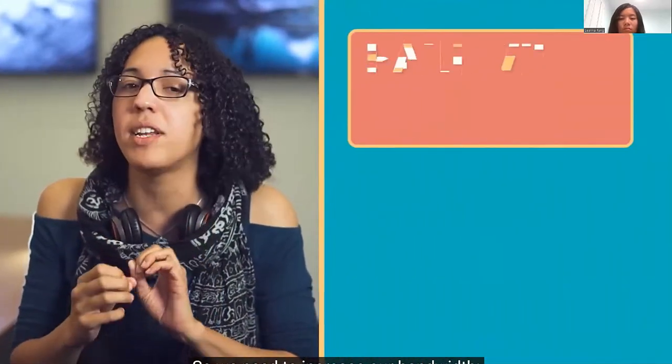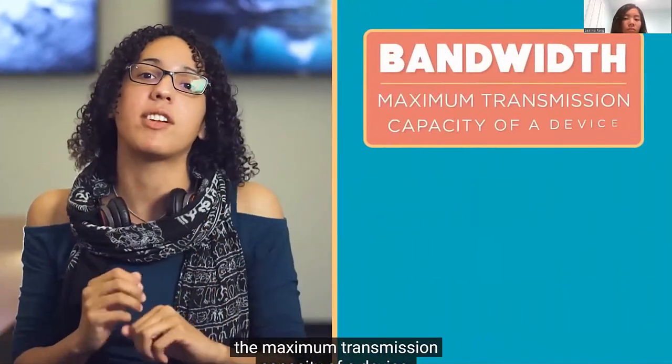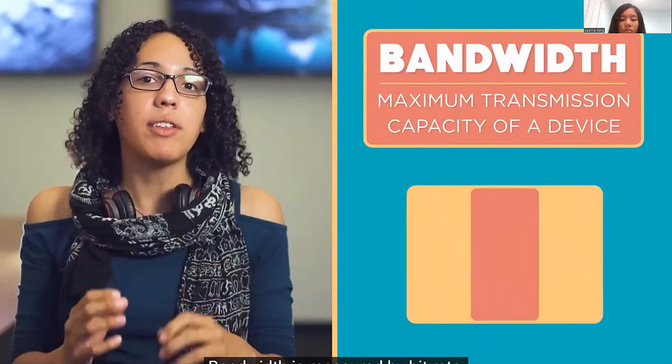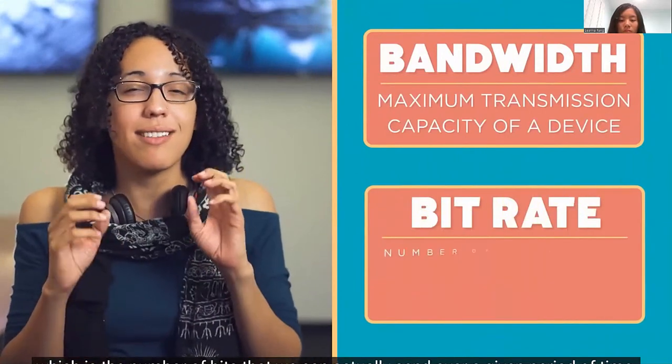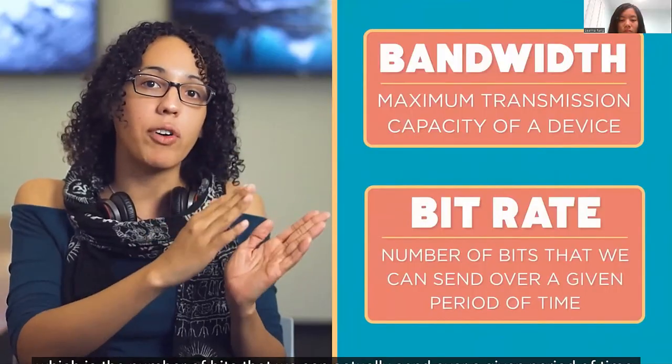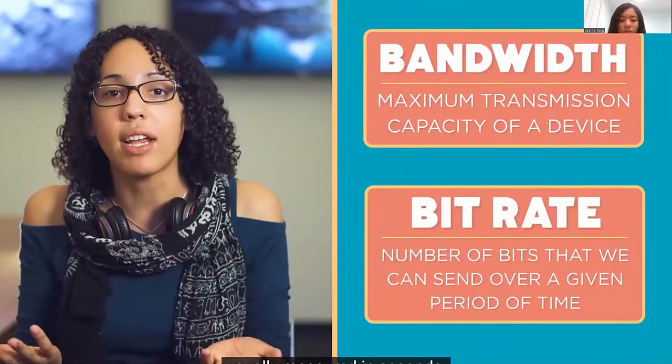Obviously, we'd like to send things a little bit faster than 1 bit per second, so we need to increase our bandwidth, the maximum transmission capacity of a device. Bandwidth is measured by bit rate, which is the number of bits that we can actually send over a given period of time, usually measured in seconds.